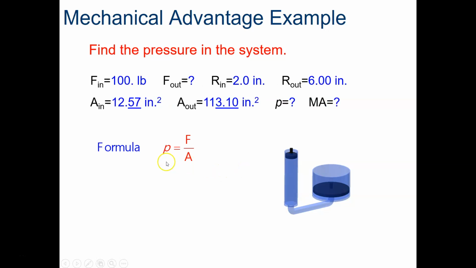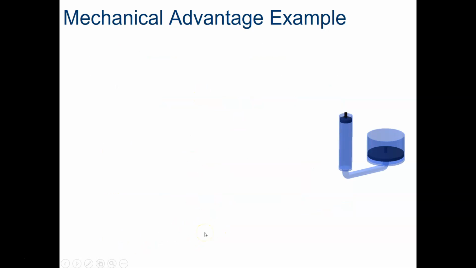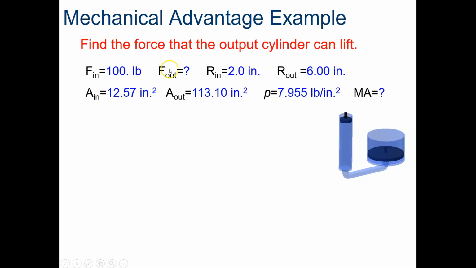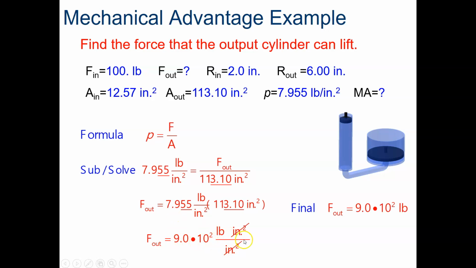The pressure in the system is simply force divided by area. So our force is 100 pounds, and the input area here is 12.57 or 13, however you want to use that. So our input pressure here is 8 psi. Now find the force that the output cylinder can lift. We would take that pressure, which was 8, and set that equal to F out over A out. We already found the output area, so what is the output force? We would simply take the 7.955 and multiply by the 113, which gives us essentially 900 pounds.